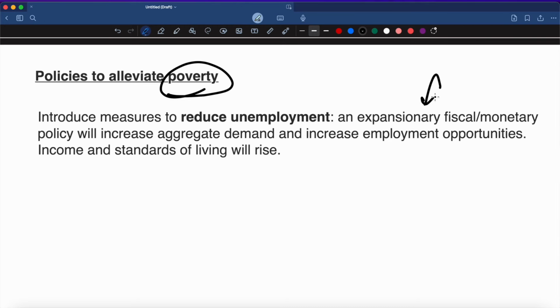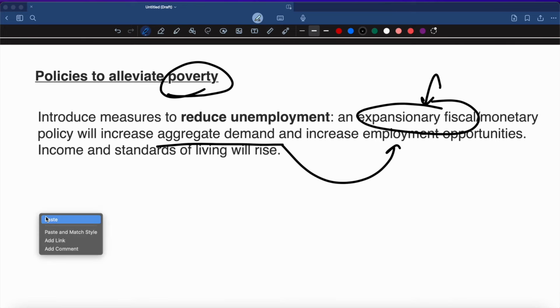We've talked about this. What does this mean? Remember, expansionary fiscal policy always increases the demand. Increasing the demand will increase employment because I would probably want more output. More output means more employers. More employers means higher, better employment rates. So it improves living standards.